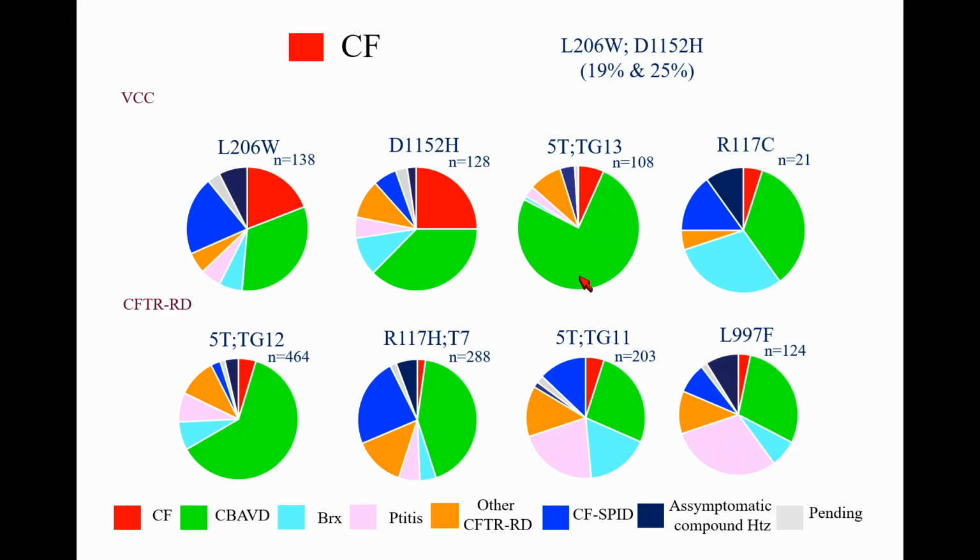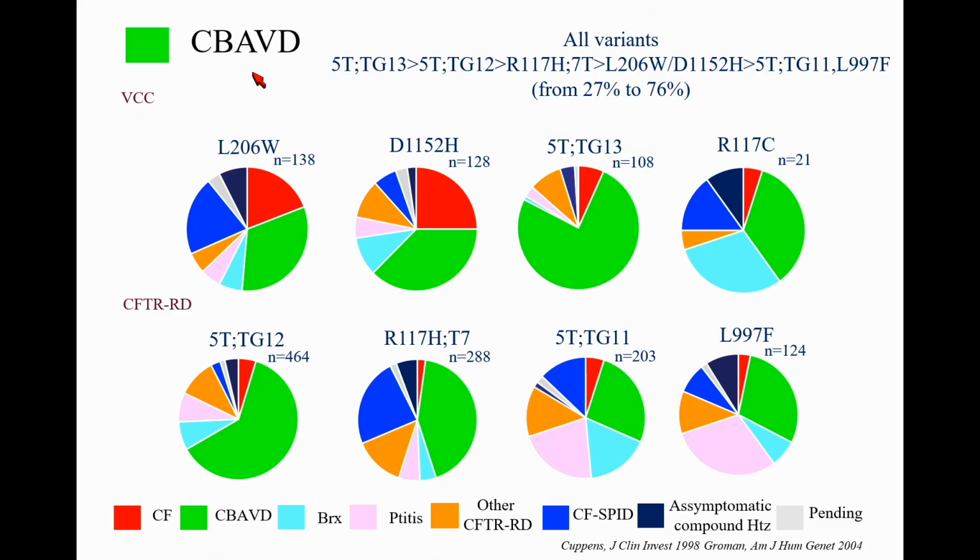But very, very interestingly, when we considered CF either diagnosed at newborn screening or later in life, this was mainly reported here for L206W and D1152H. When we considered CBAVD frequency reported among the 6,000 patients in the CFTR France database, it was mainly reported for most of the variants, but you can see here a gradient from 5T-TG13, TG12, R117H-T7, and then down to the other variants.